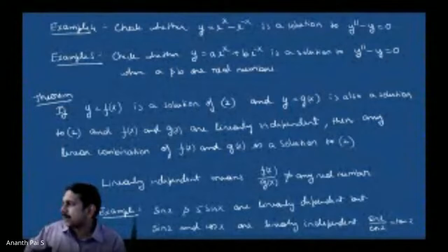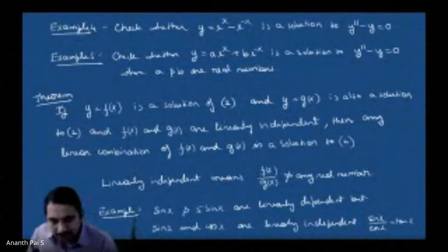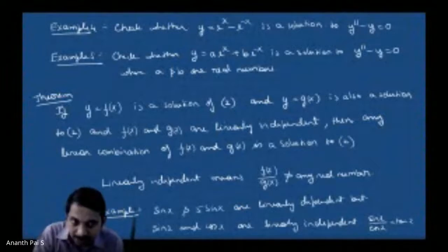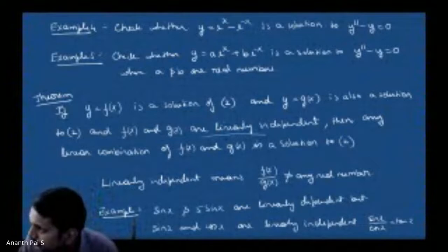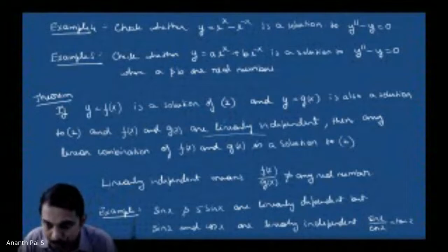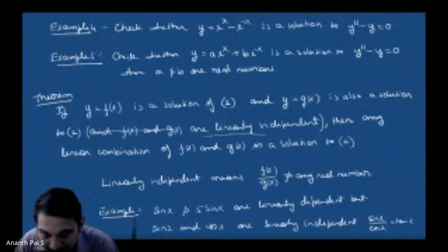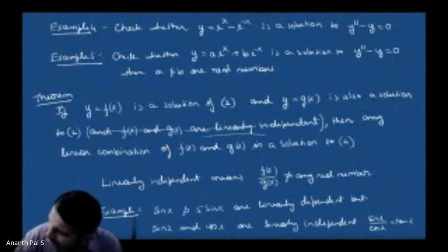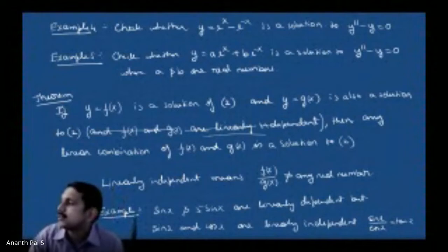Exactly. One should not be a multiple of the other. Even if it is a multiple, that will be a solution. But there is something more. If f of x and g of x are linearly independent, then any linear combination of f of x and g of x is also a solution to 2. Actually, in this theorem, even if they are not linearly independent, the linear combination will still be a solution. So this condition is not required, and we can cut it purposefully. Even if it is not linearly independent, the linear combination of both will become a solution.